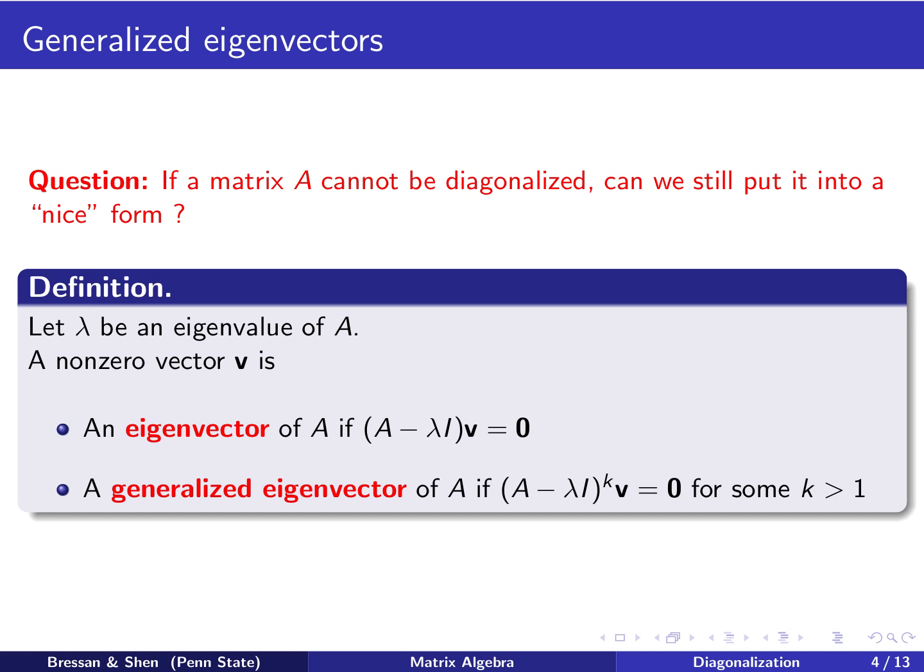Second, V is called a generalized eigenvector of A if we have the following: A minus lambda I to the power k times V equals 0, where k is the power, which is bigger than 1. If this holds, let's say for k equals 2, then this vector V is called a generalized eigenvector of A.